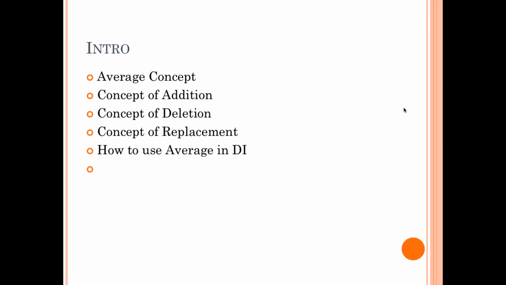Today we'll see the concept of average, how we can calculate average if we add a new component. That is, we call it the concept of addition. And then there is the concept of deletion, how the average changes if we remove one candidate, and how the average changes if we replace one candidate by another. And how to use average in DI. We'll see through some questions how you can use average in DI.